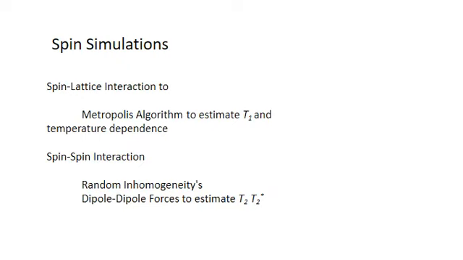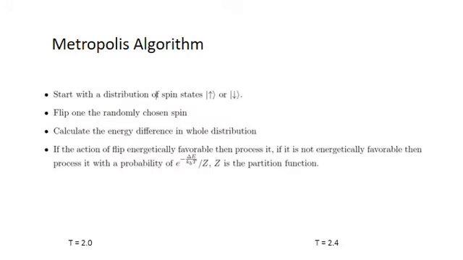For the second part, we have performed spin simulations. These are actually classical simulations to get qualitative information for the spin parameters T1 and T2. To determine T1, we have performed an algorithm called the Metropolis algorithm, and to determine T2, we have performed two simulations regarding random inhomogeneities and dipole-dipole interactions. The Metropolis algorithm starts with a configuration of spins and changes one of them at each iteration considering the probability given by the partition function and Boltzmann distribution.